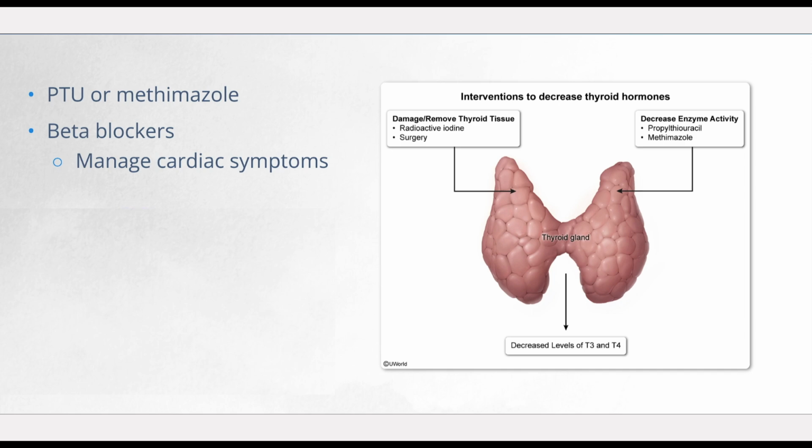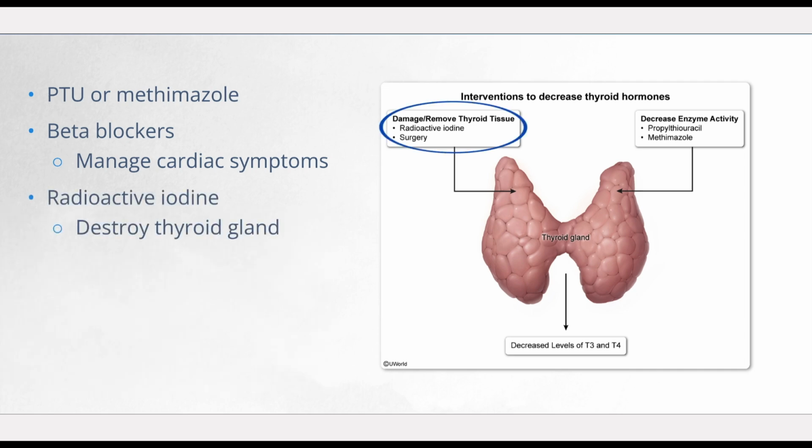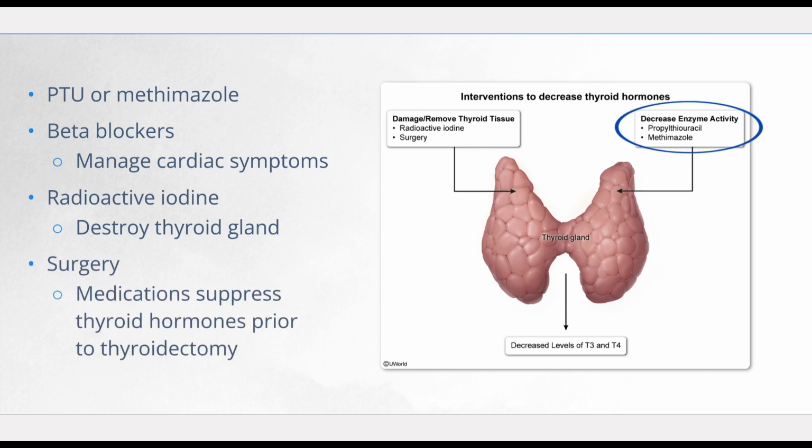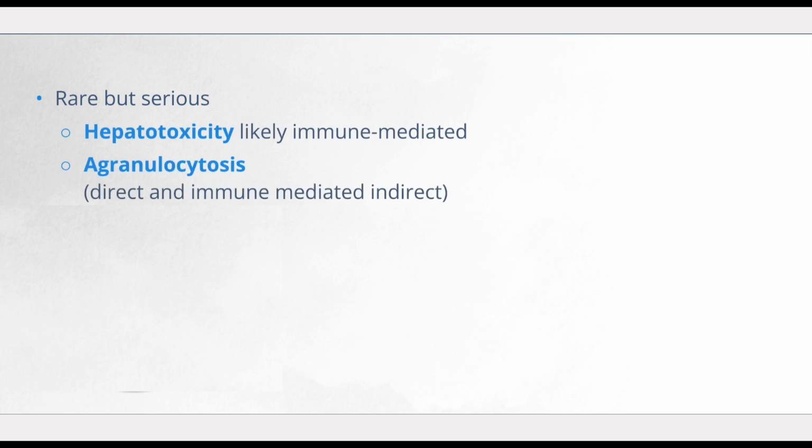If neither PTU or Methimazole are appropriate for use in the client, radioactive iodine can be used to destroy part of the thyroid gland, or the thyroid may be removed completely with a thyroidectomy. If a thyroidectomy is to be performed, Methimazole or PTU may be used to suppress thyroid hormones until the procedure is completed. The two rare but very serious adverse effects of both Methimazole and PTU are hepatotoxicity and agranulocytosis.